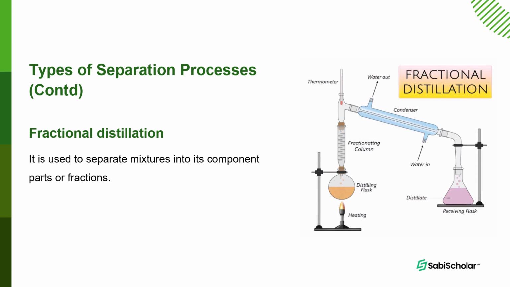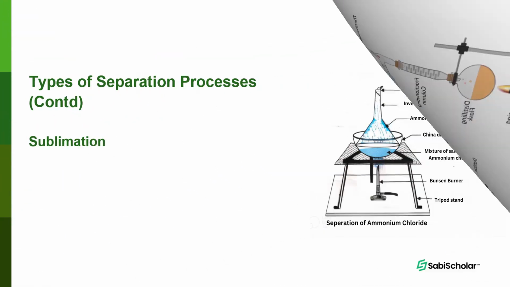So this fractional distillation is used in the industry for production of dry gin. We use it in separating crude oil into its fractions. We use it to separate crude oil into petrol, diesel, kerosene, because all these things are mixed together in one called crude oil, and they have different boiling points. All right, the next, sublimation.